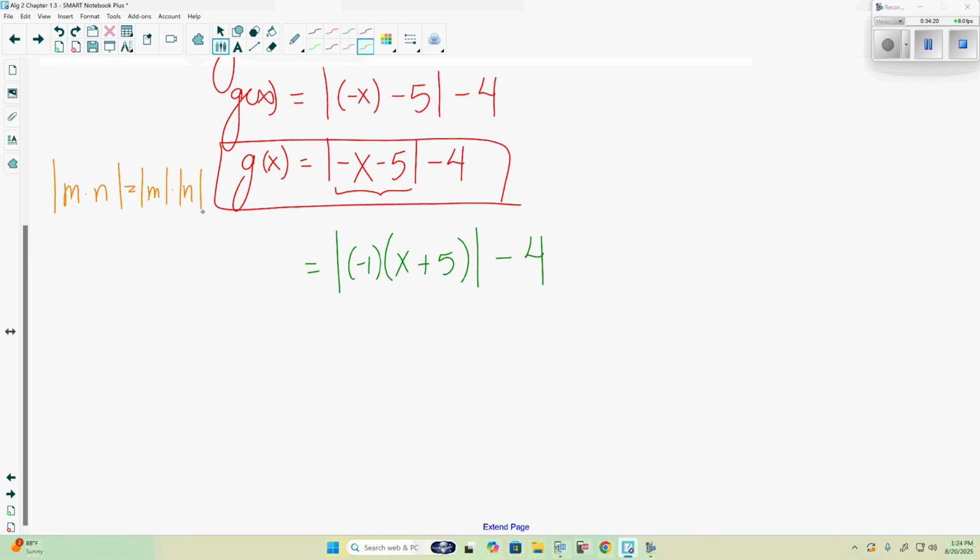Okay? Now the reason I say that is because if we look at this here, that means I can say that this here is the same as the absolute value of negative 1 times the absolute value of x plus 5 minus 4. What's the absolute value of negative 1? 1. So we just have 1 times that absolute value. Which really just leaves me with the absolute value of x plus 5 minus 4.